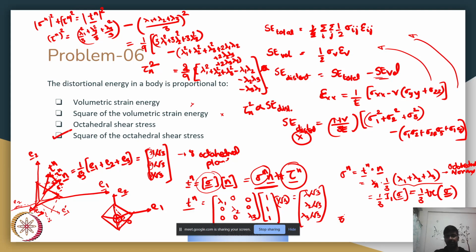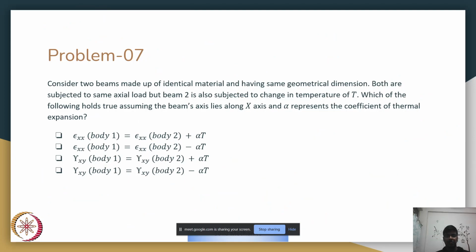Problem number 6 is done. Problem number 7. Consider two beams made of identical material and having same geometrical dimension. So I'll just draw them here. This is my beam 1, this is my beam 2. I'll also draw a coordinate axis x, y and z, and both are subjected to the same axial load.